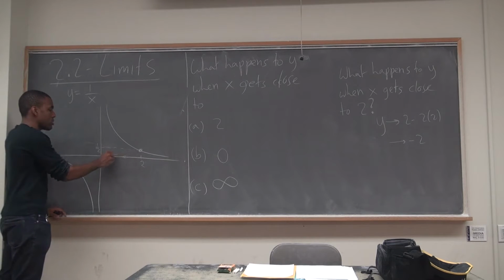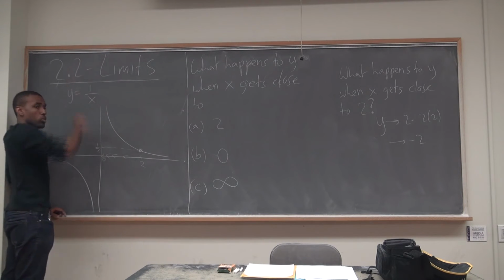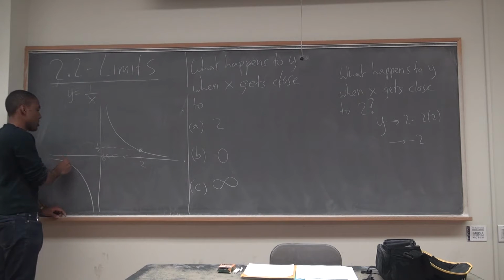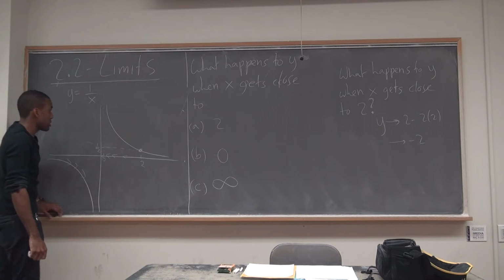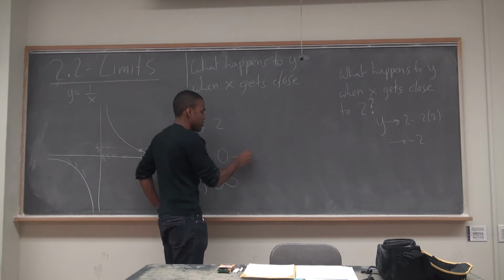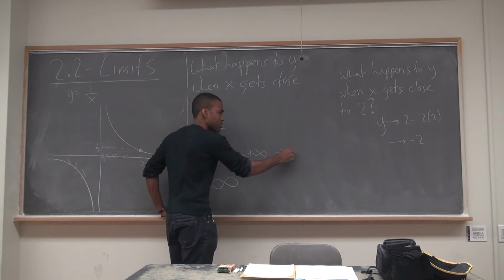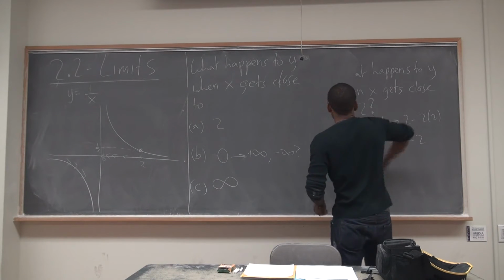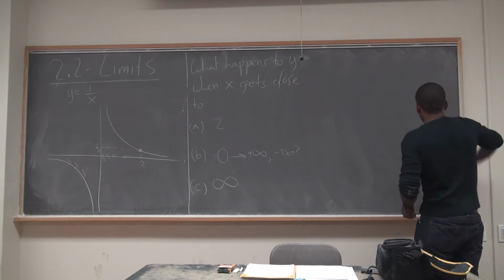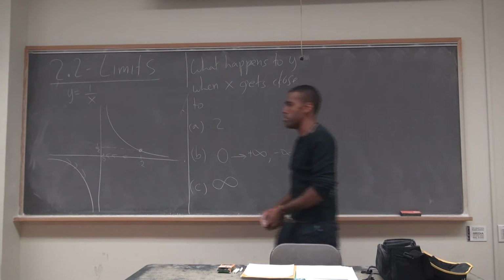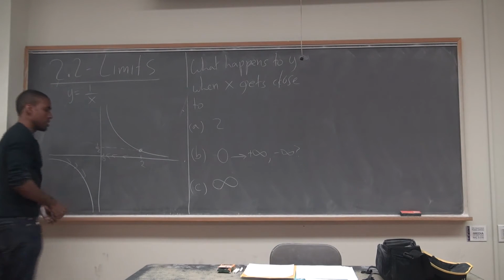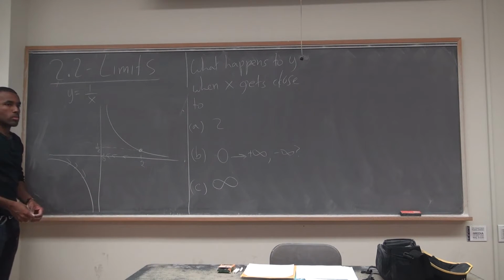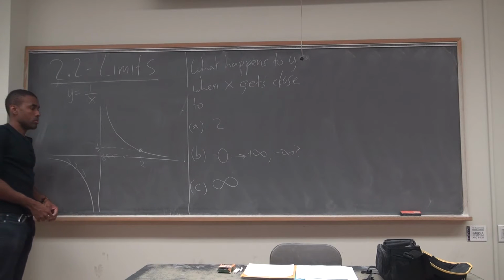Well, if I get close to 0 from this side, my graph is shooting up. If I'm getting close to 0 from this side, my graph is shooting down. They're obviously very different things. So here it's like plus infinity, minus infinity. We're going to define that. We're going to talk about that later. What about as x approaches infinity? By the way, what do I mean to approach infinity? What does that even mean? It means for the biggest number you can think of, there's always another bigger number.